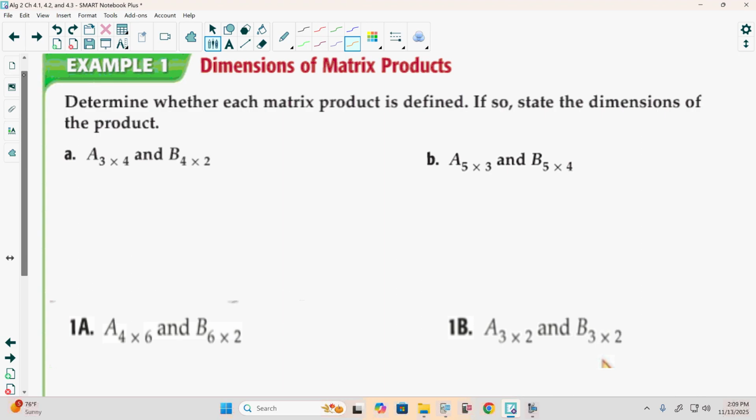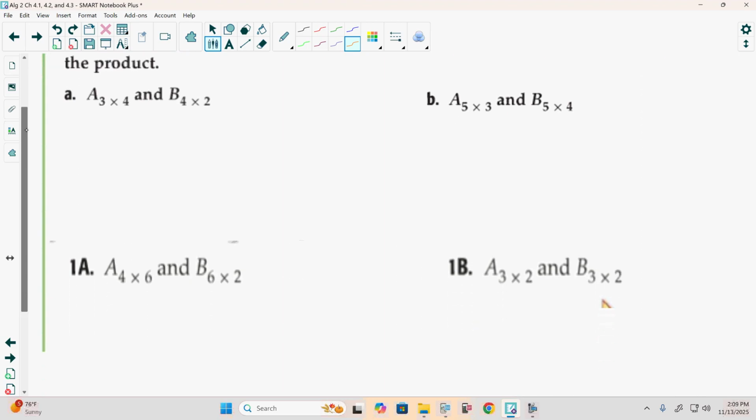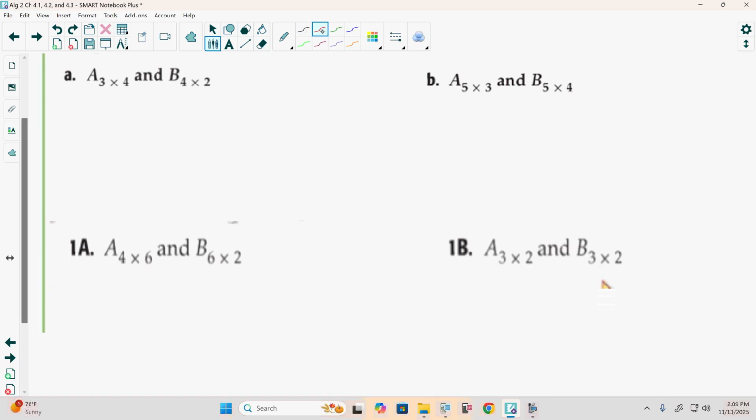So if we look at this here, A and B, we want to see if we can multiply. So columns of the first has to match the rows of the second. A is a 3 by 4. B is a 4 by 2. Columns of the first is 4. Rows of the second is 4.